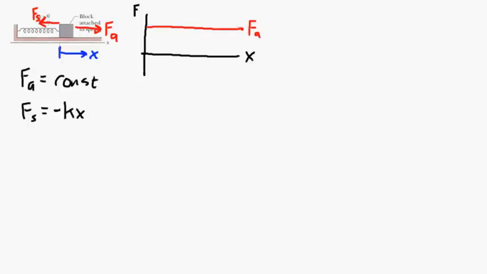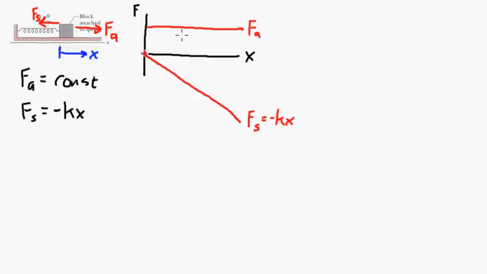The other force is the force due to the spring, which is going to start at 0. This is going to be this equation here for Fs, and it's going to increase linearly as x increases. So this line here is going to be Fs, which is negative k times x. We know that. This red line represents our applied force. This red line represents our spring force as we move to the right.